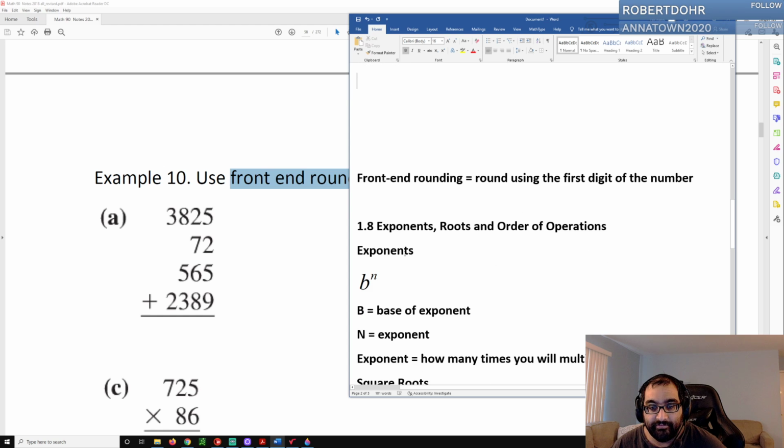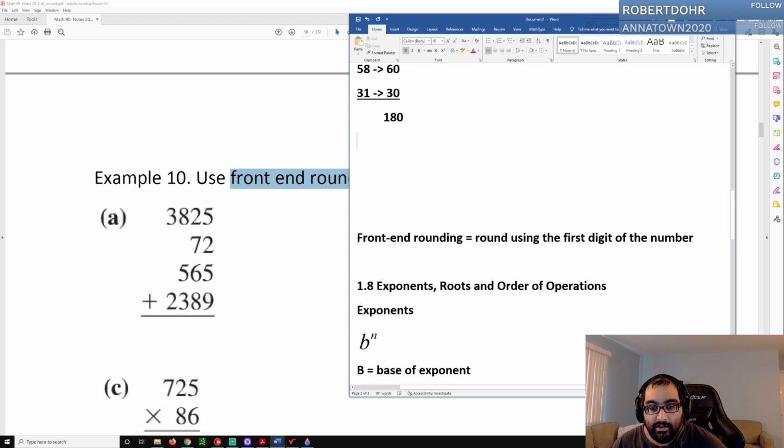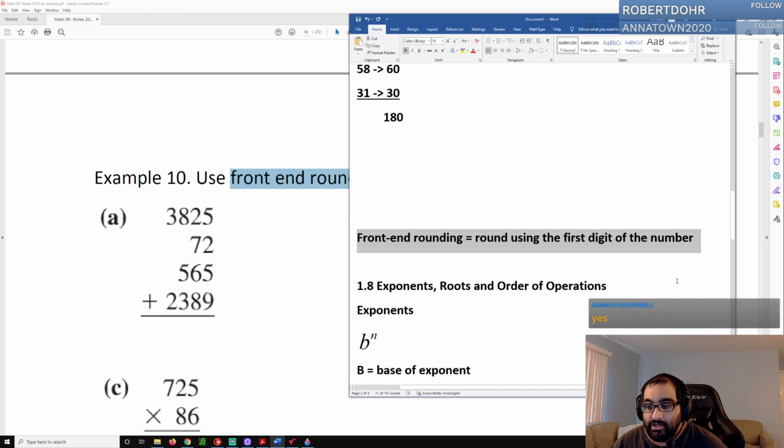Hope you did. Okay, so what's front-end rounding? Front-end rounding is you round using the first digit of the number. Okay, cool. So we're going to round using the first digit of the number. All right, so that's front-end rounding. So how does it work? Well, let's take a look at a couple of these examples here, and let's see exactly how we can approach some of these problems.